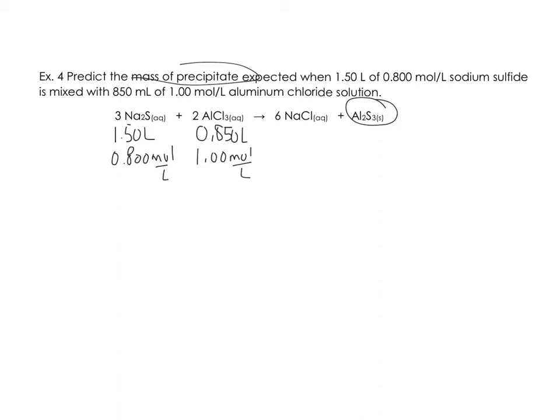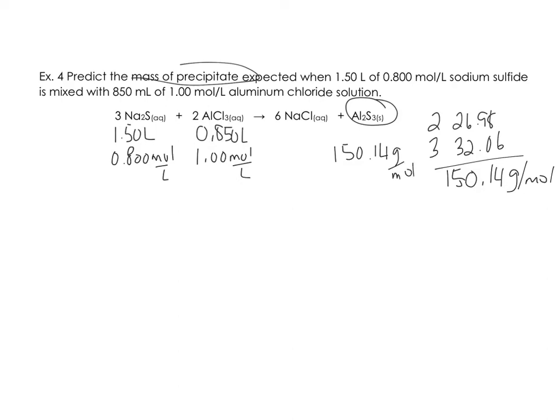So aluminum sulfide is our solid product. So 2 aluminums and 3 sulfurs, and we get our molar mass. So this is 150.14.